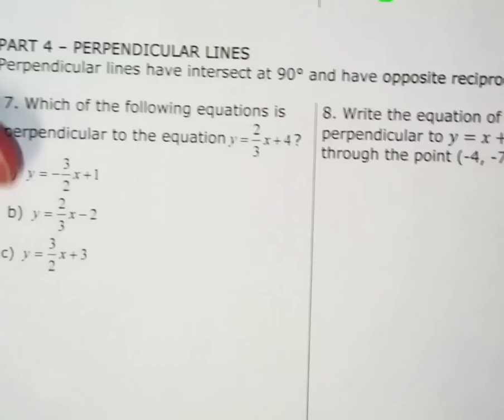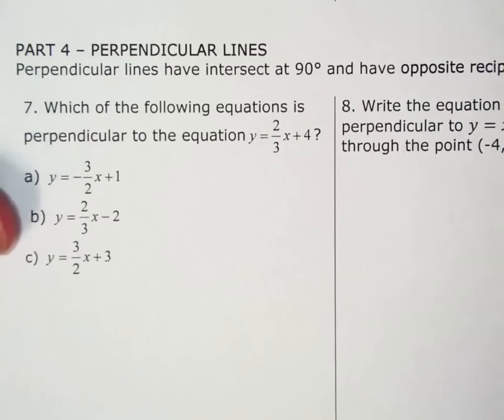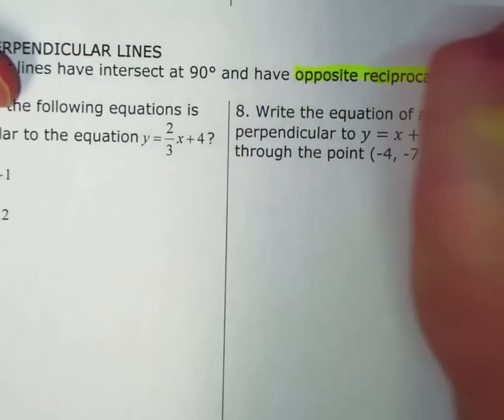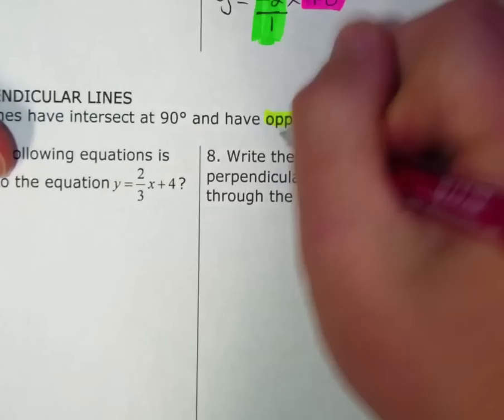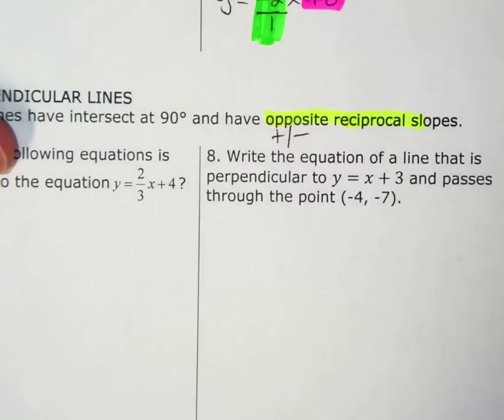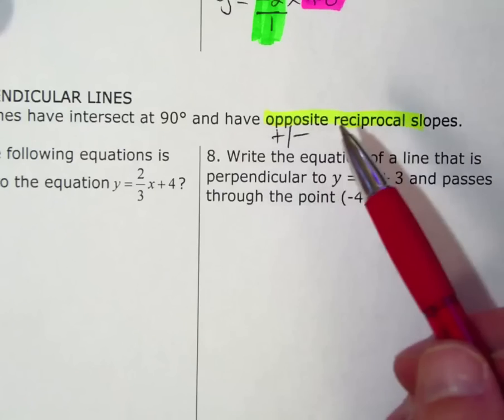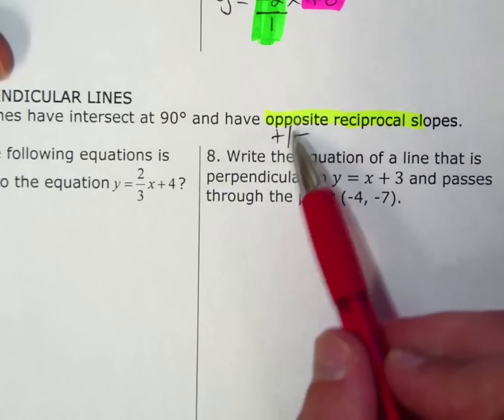Okay, let's go right back to what we were doing, but let's go after perpendicular lines now. Perpendicular lines you're going to remember from Algebra 2. They're 90 degrees when they intersect, and they have opposite reciprocal slopes. Opposite is like plus or minus. So what's the opposite of 2? Negative 2. What's the opposite of negative 5? Positive 5. Okay, that's opposite.